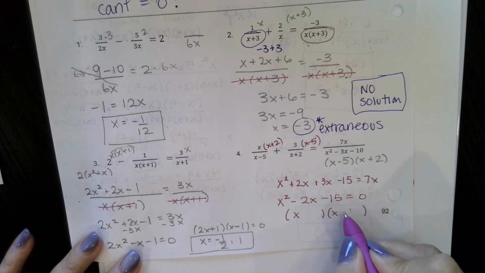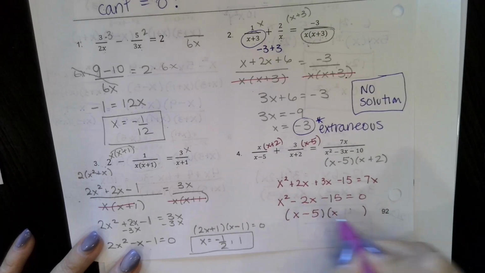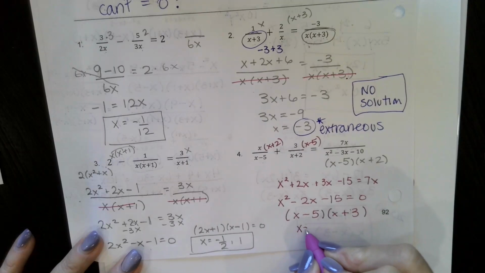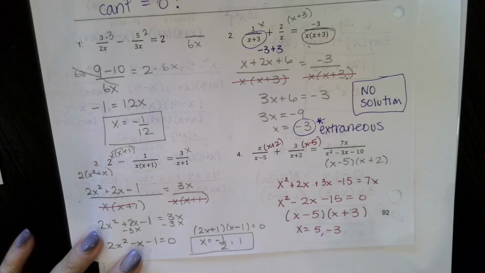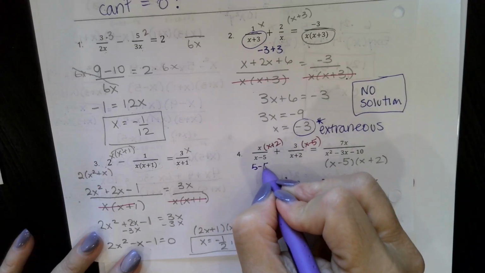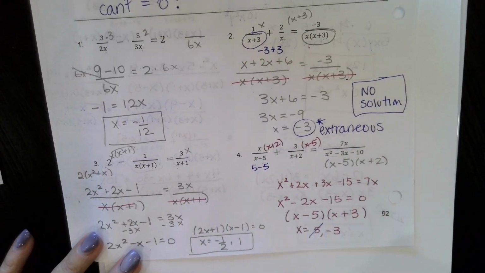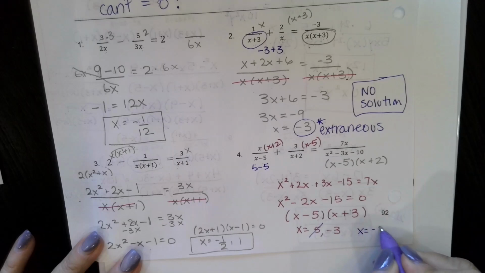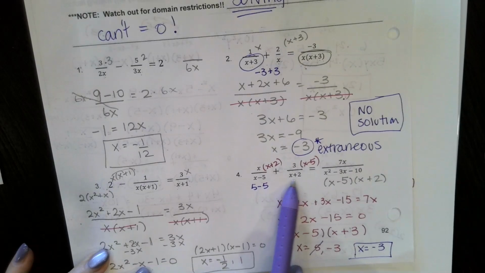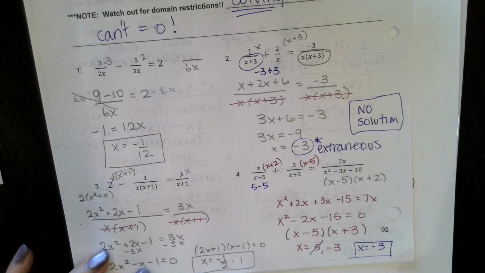So my factors here, I'm going to have minus 5 and plus 3. Negative 15, negative 2. So my factors here are going to be 5 and negative 3. If I plug 5 in here, I get 5 minus 5, which is 0. So that one doesn't work. So 5 is extraneous. So my only solution is x equals negative 3. And I didn't test this, but it doesn't matter. I can put a negative 3 in either one of those and I'm not going to get 0.